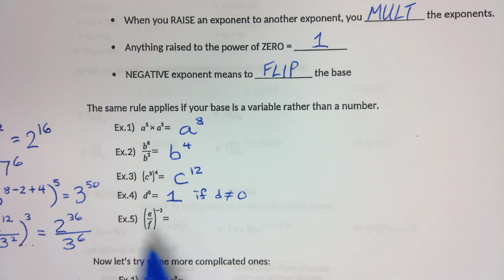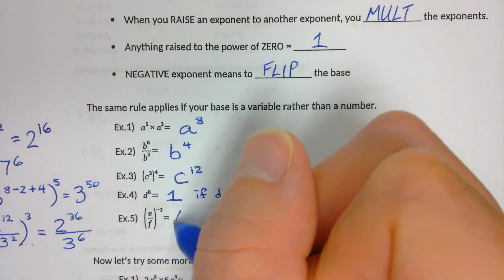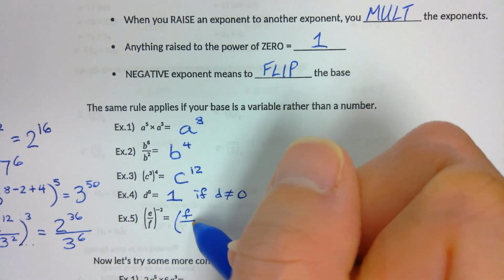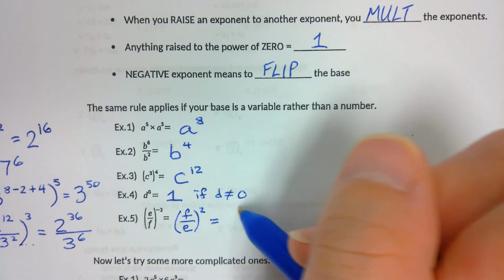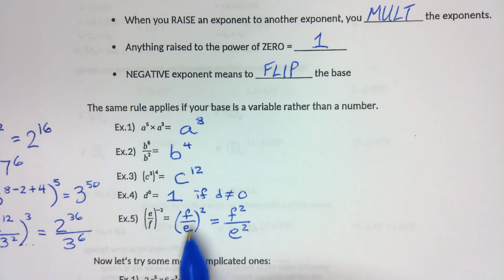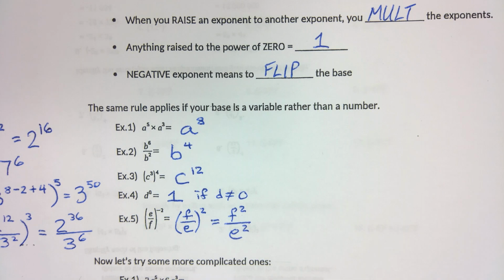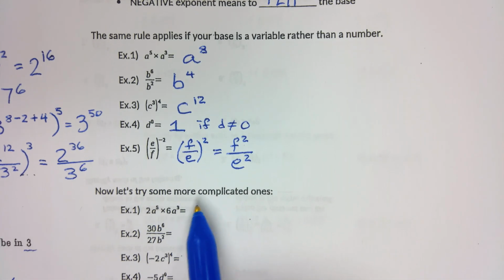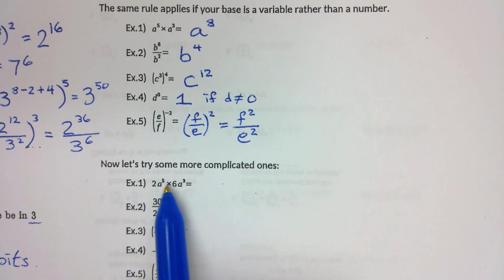Okay, and then example 5. e over f to the negative 2, or f squared over e squared. Yep. Okay, yes. So a negative exponent means to flip the base. So instead of e over f, it's now f over e to the exponent positive 2. So when you simplify it, I get f squared over e squared. The key for this one is, remember, your exponent applies to both your numerator and denominator. Okay, so now let's try a little bit more complicated, just a tiny bit more. What's different with this example 1?